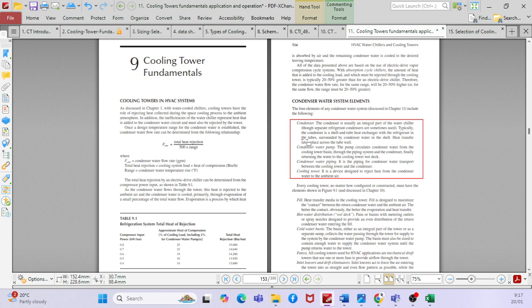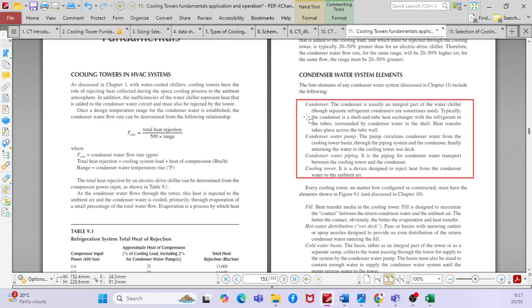Basically, in the condenser water system, you have different components. The condenser is a part of the chiller. Then you have a condenser water pump, condenser water piping, and a cooling tower. We have seen that the condenser is a part of the chiller package. The condenser water pump pushes the water from the cooling tower basin to the condenser part of the chiller. Then it goes back to the cooling tower. Clear, right?